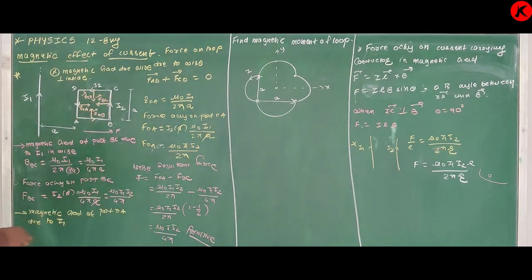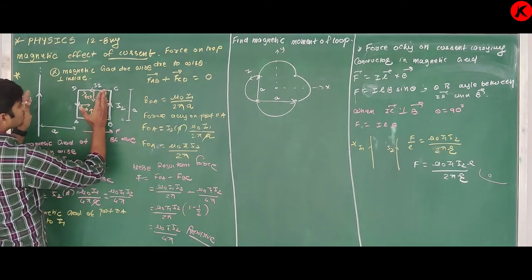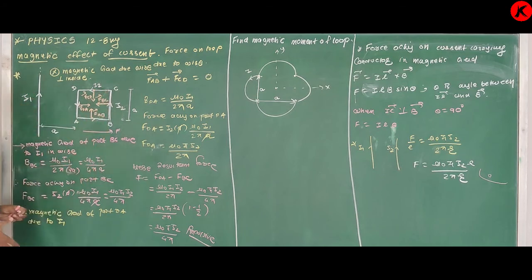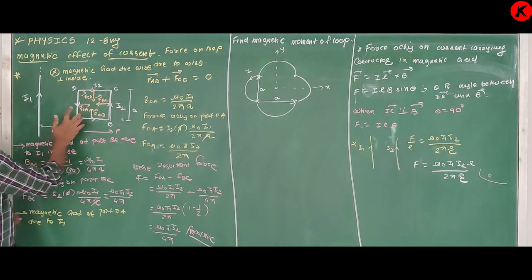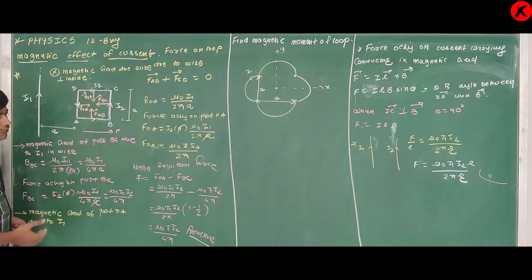Okay, and now we know that between two wires, when current is flowing in the same direction, there is attractive force, and when currents are flowing in opposite direction, there is repulsive force. Force acting on this is more, so it is obviously repulsive force. Clear about this? Okay, so now next question.